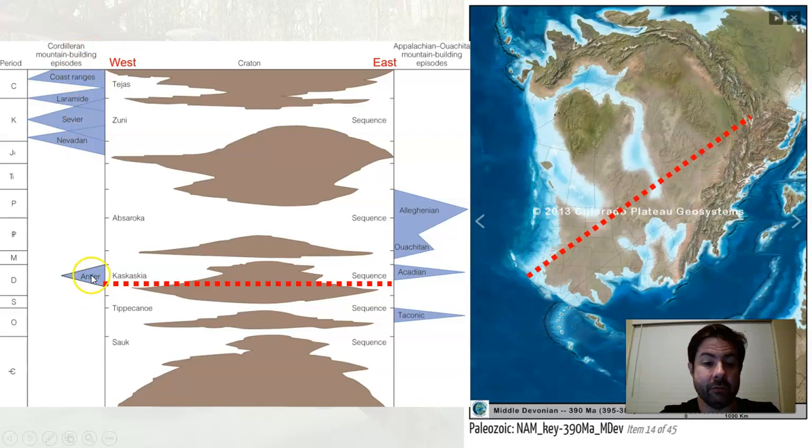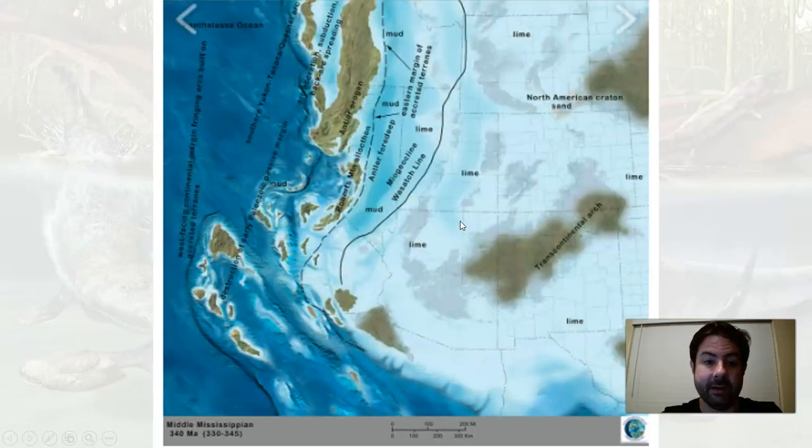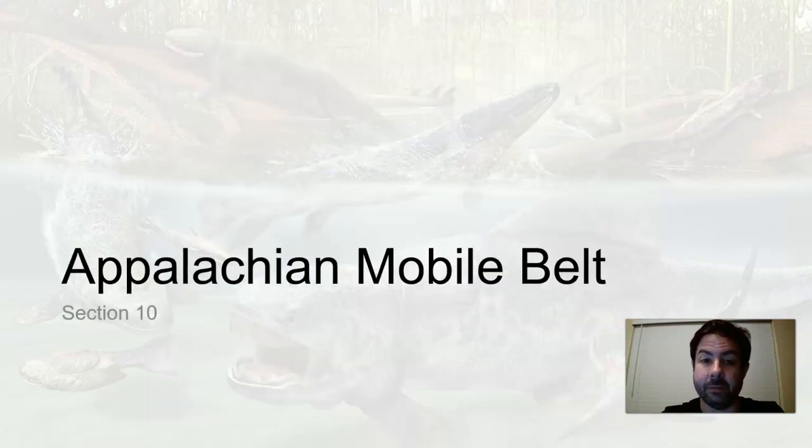But what we're going to go to next is we're going to jump back over to the Appalachian mobile belt and the building of the Appalachian Mountains over on what is now our east coast.